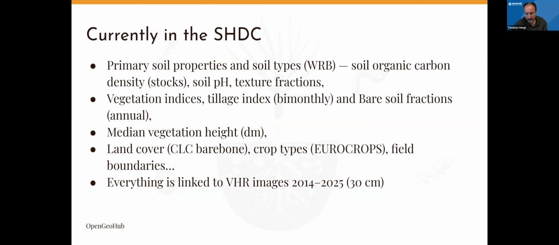At the moment, we have primary soil properties and soil types. We have vegetation indices, we have a tillage index, bi-monthly bare soil fractions, and all of this produced for the last 25 years. Most of the things are based on the Landsat, because we have our own copy of the Landsat archive, and we've been running processing of this data. We do also have the land cover and the Eurocrops, and we have the field boundaries. So you can also see what the crop types are around you.